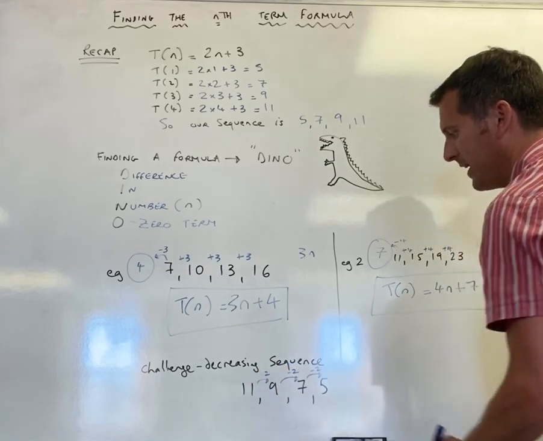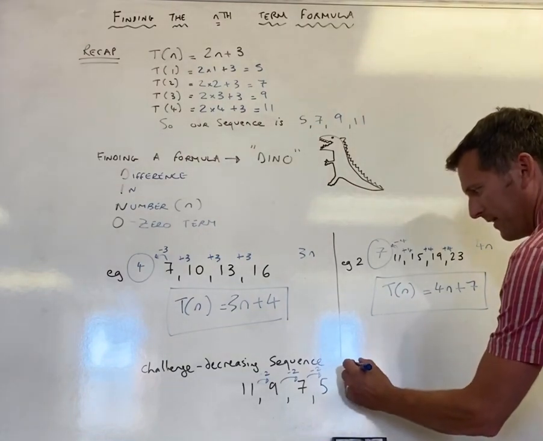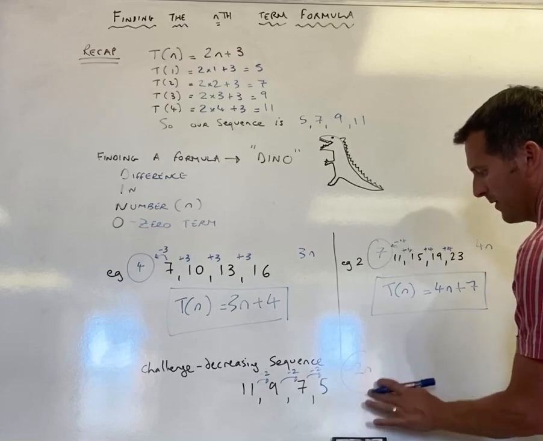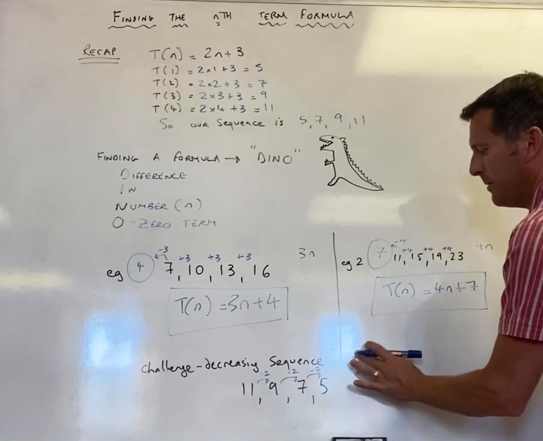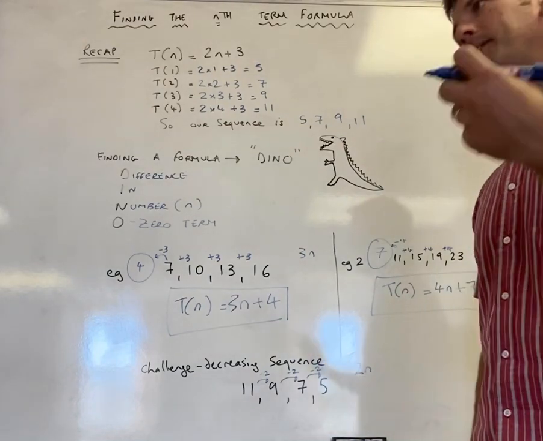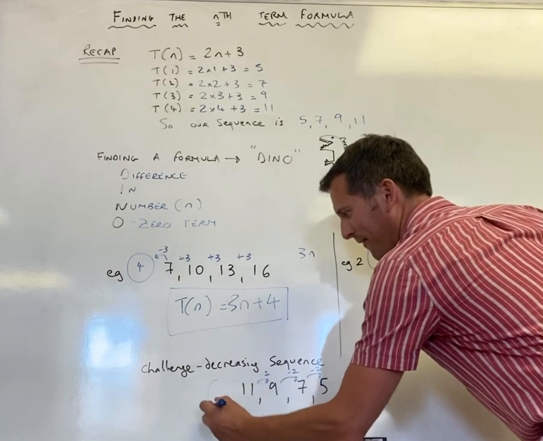So because I'm taking 2 off, rather than adding 2 on, it's going to be linked to minus 2n. Oops, put my blob in the wrong place, sorry. It's going to be linked to minus 2n because it's a sequence going down, and that negative is what causes the sequence to be reducing each time. And again, I've got to be super careful here.